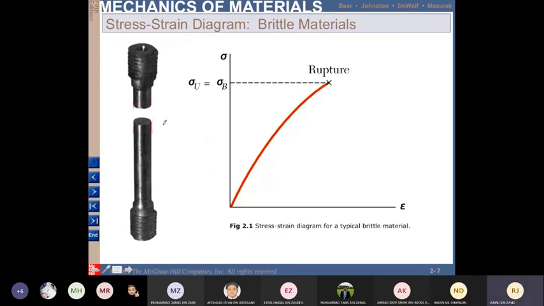You know, like glasses. And then the rupture: the brittle material does not have a curve like this. No curve like this, only this one. So this is brittle material.